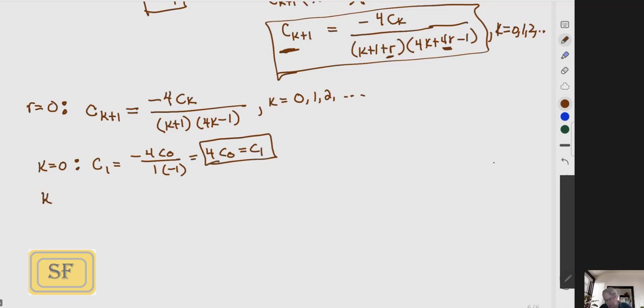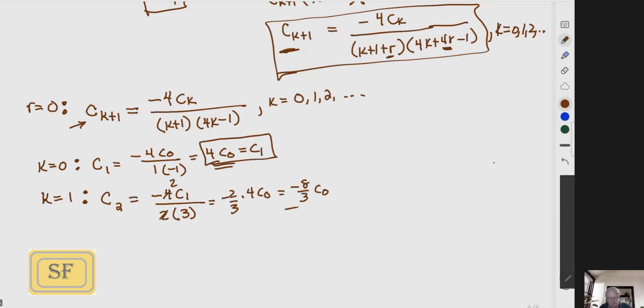And then when k equals 1, again substitute here, we get c sub 2 equals negative 4 c sub 1 over 2 times, k is 1, so I get 4 take away 1 is 3. There I can cancel the 2 with the 4, and I get negative 2/3 c1, but c1 is 4c0. So that gives me negative 8/3 c0 equals c2.